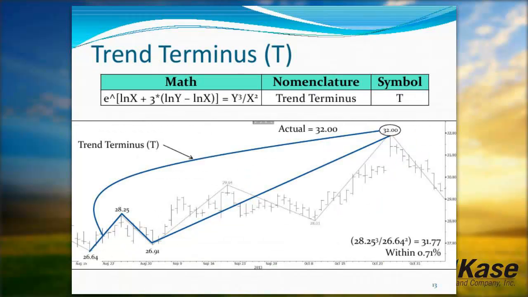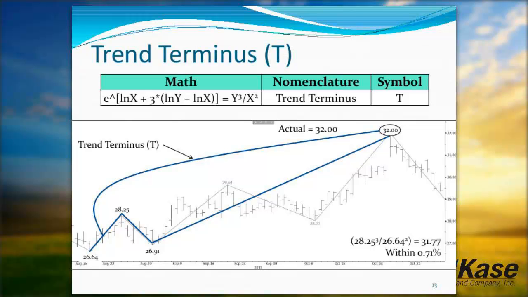Now the trend terminus, which I've been talking about for a little bit here, we call that T. In some cases I call it the 3x. We used to have this very, very complex formula that, for the life of me, I did a lot of studying on this, trying to find where we derived this from. Somebody might be able to tell me, but I couldn't find it. But it was basically e to the natural log of x plus 3 times the natural log of y minus the natural log of x. And it was this formula that I could never memorize and, to do it by hand, you couldn't do that easily like you could do these others.